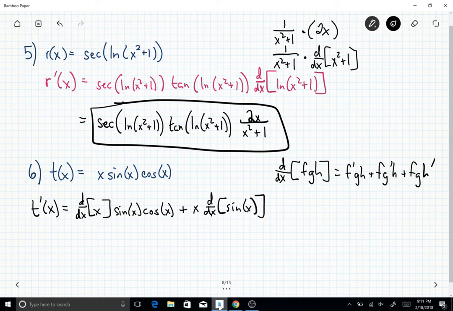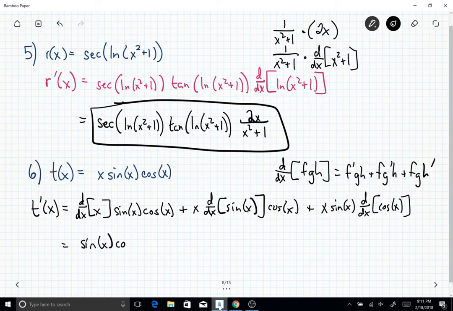So next one, we have x times the derivative of sine of x times cosine x, and then plus x times sine of x times the derivative of cosine x. Alright, so what this gives us is sine of x cosine x plus x times derivative of sine is cosine, so we have cosine x plus x times sine, derivative of cosine is negative sine.